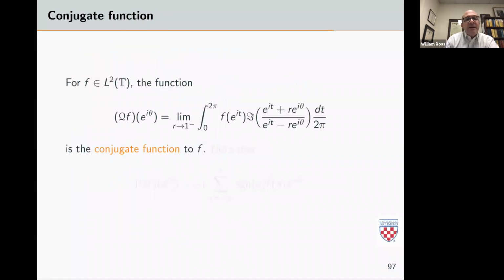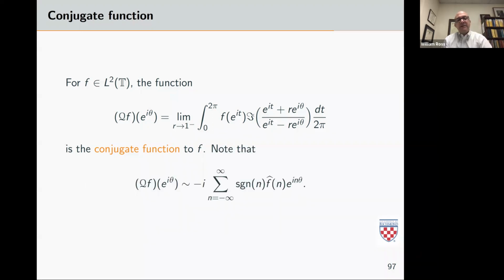So this function Q, this boundary function, is called the harmonic conjugate of f. And I'm actually giving you its Fourier series. If you read some of the classical works of Privalov and Riesz and others, when they talk about the conjugate of a function, of an L2 function, they're talking about this Fourier series.